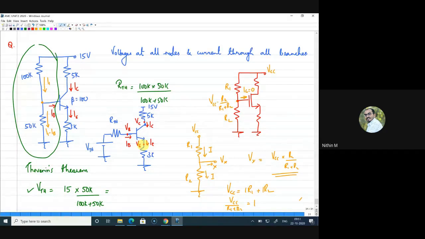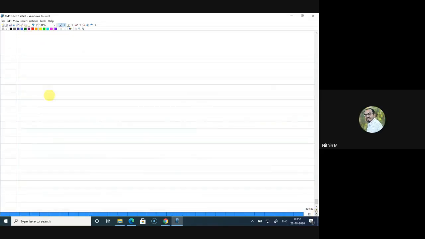So can you tell me what is your VTH value here? Yes, I saw your answers. Can some of you help me in finding VTH? So VTH will come as 5 volts and RTH will come as 33.33k. All right. So with that, let me redraw the circuit.